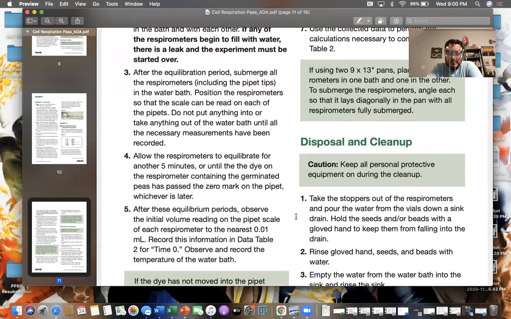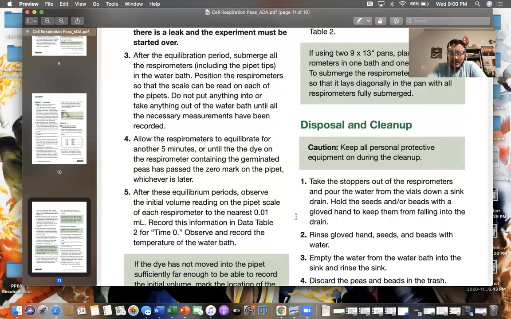After the equilibration period, submerge all the respirometers, including the pipette tips, in the water bath. Position the respirometers so that the scale can be read on each of the pipettes. Yep, so twist them just so you can see the numbers on the side. Do not put anything into or take anything out of the water bath until all necessary measurements have been recorded.